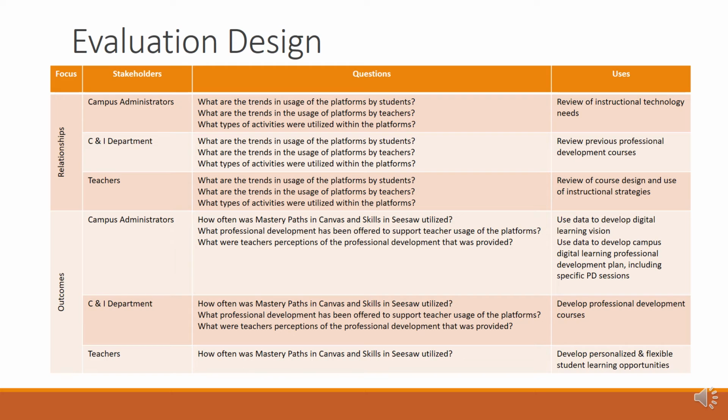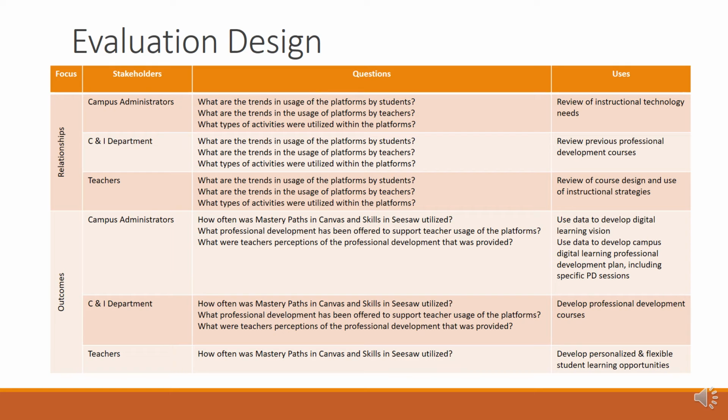Mastery Pass and Skills are the ways that teachers can set up those flexible learning paths, in Canvas, and then it's called Skills in Seesaw, very similar setup. Another kind of summative question would be what professional development has been offered, and what were the teachers' perceptions of the professional development. So in a summative way, what those can do is lead to campus administrators actually developing the plan for digital learning as a vision and then a plan, and also to know what specific PD they would need to put in their plans so that they increase digital learning.